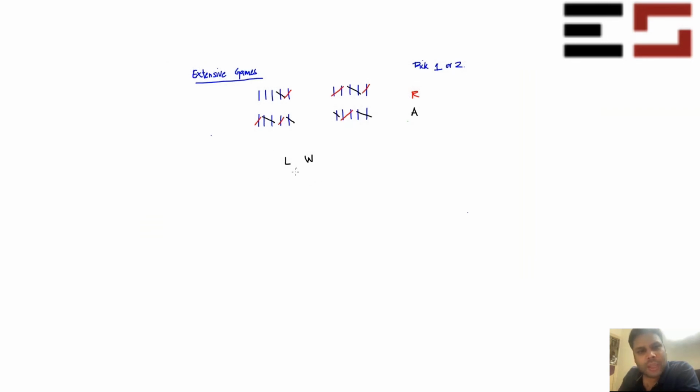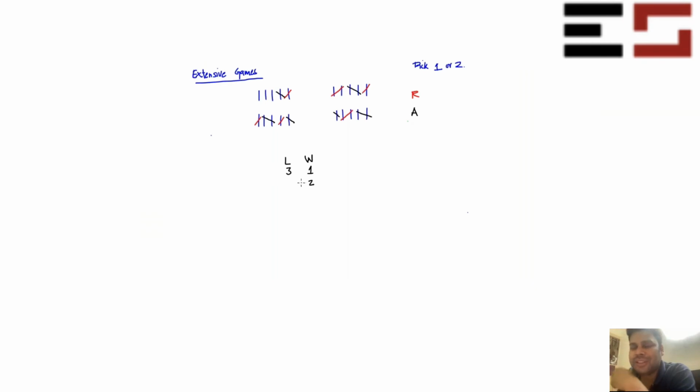Obviously, if you have one matchstick on the table, that's a winning position, right? The player who is going to move will win because he just picks one and wins. If there are two matchsticks on the table, the player who is going to move at this state will win, right? Three is a losing position because no matter what you do at three, you will give a winning move to the other player.